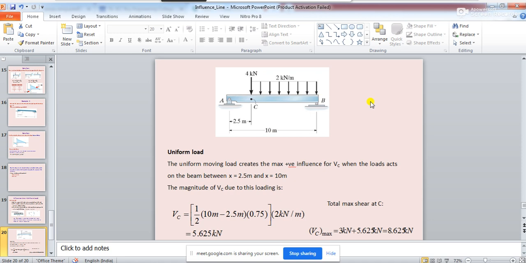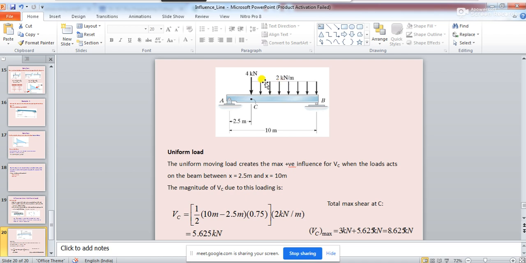So in that case, what will be the maximum amount of shear in the beam? That you will have to find out. Are you getting the problem? Let's say you have a 4 kilonewton load, and you have another load of 2 kilonewton per meter.